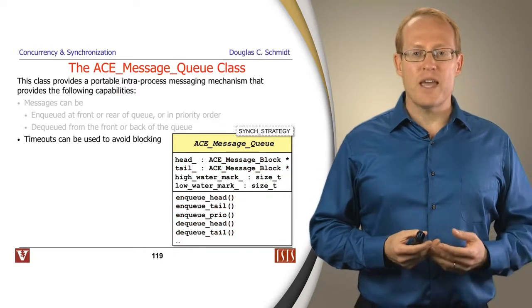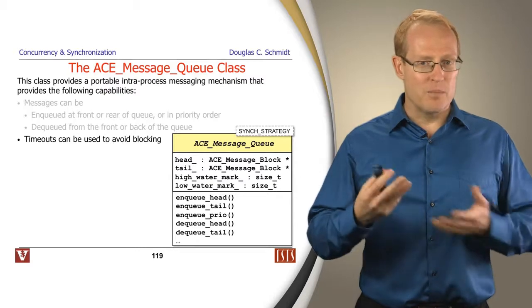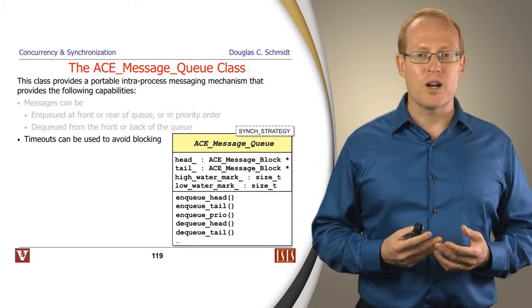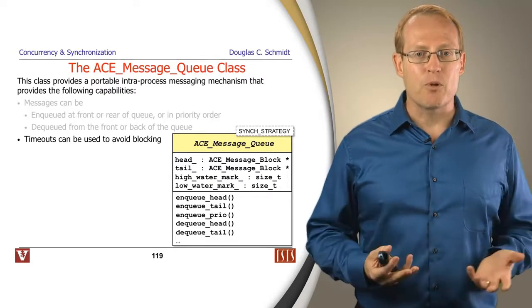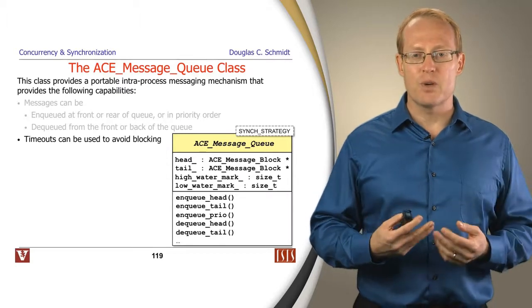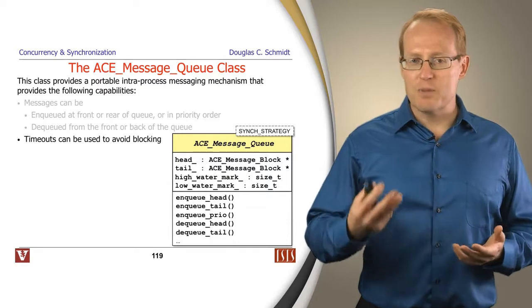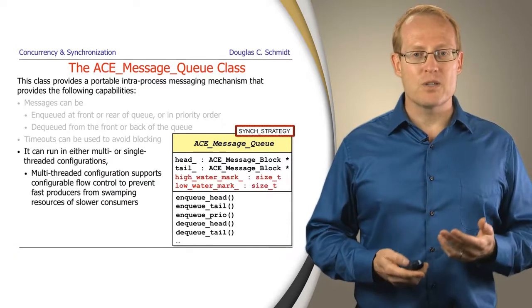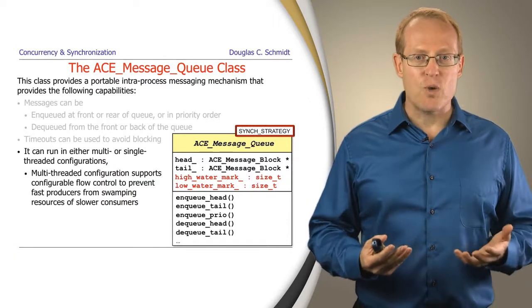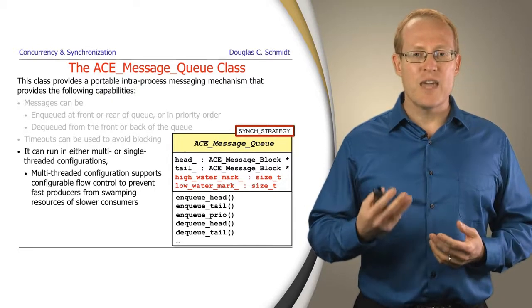Something else you can do with an ACE message queue, and it depends a bit on the synchronization properties we're about to talk about, is you can also do timed operations. If the queue is full, for example, you can have it block until the queue is no longer full. Now, this concept of being able to block or not depends on something called the synchronization strategy that is configured into the ACE message queue.